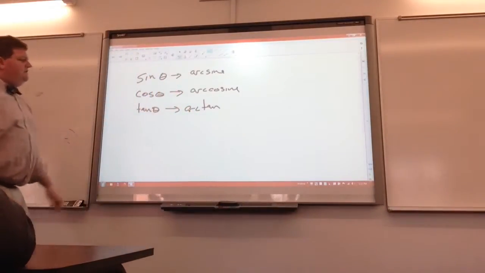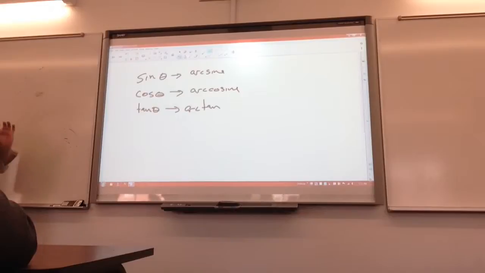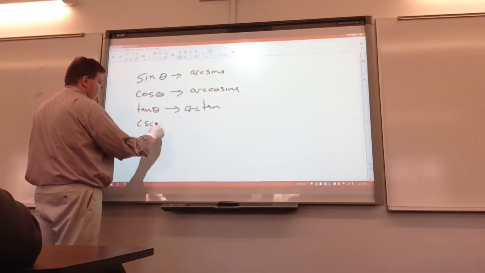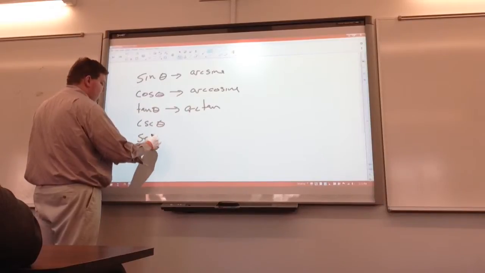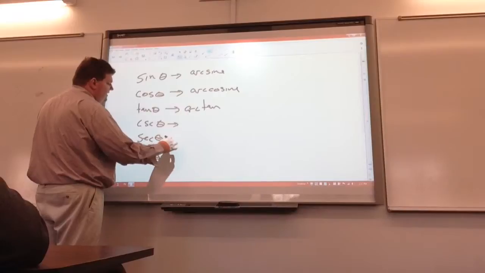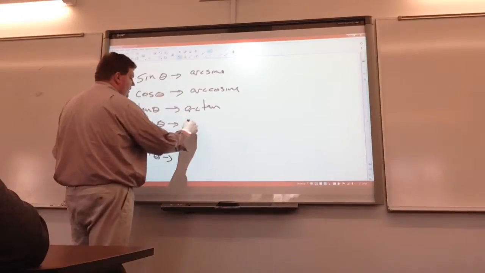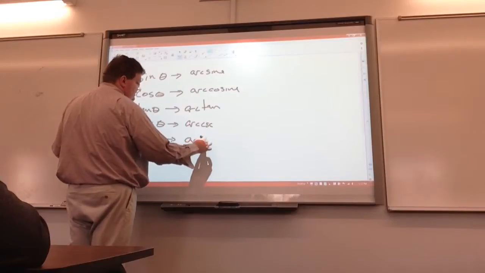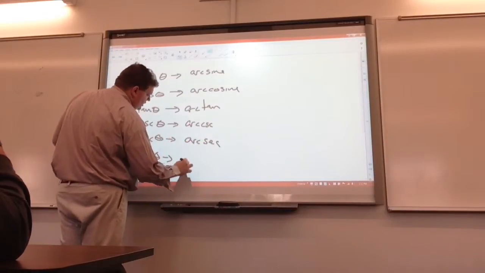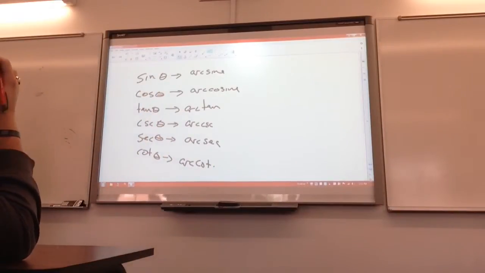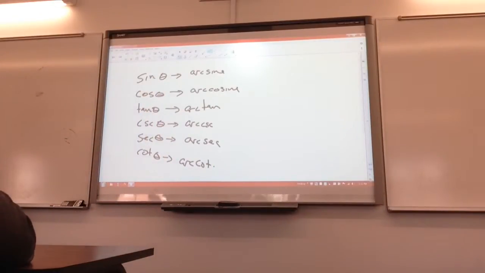On top of that, even though they're very, very rarely used, the cosecant, secant, and cotangent are all undone by their various inverses as well. There's an arc cosecant, an arc secant, and an arc cotangent. And all those would be the functions that undo sine, cosine, tangent, cosecant, secant, and cotangent.